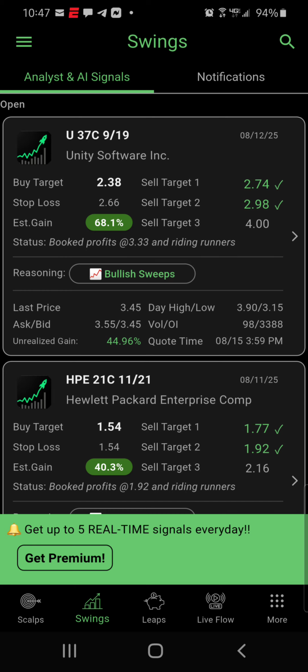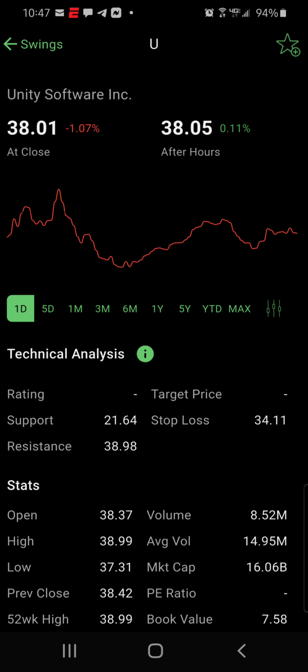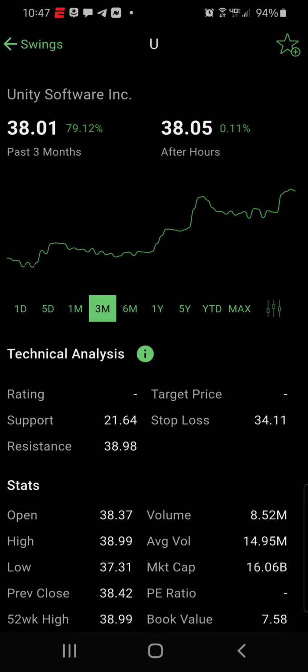And okay, say I open it up. It just shows you what the actual chart looks like. And you can see that 1D is 1 day, that 5D is 5 days, that's a week, that 1M is 1 month, and so on and so forth. 3 months, 6 months, 1 year, 5 years. So if I'm in swings, I like to hit the 3-month mark because I can go back and look.